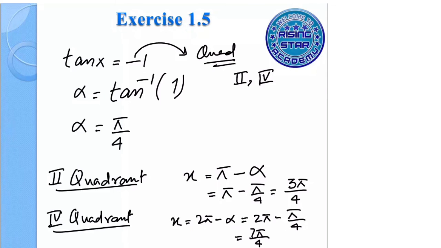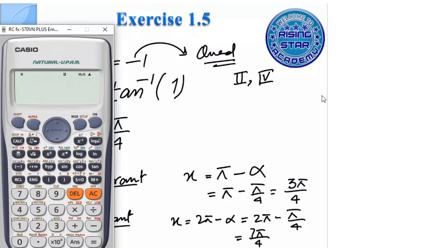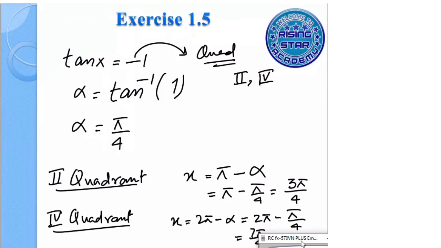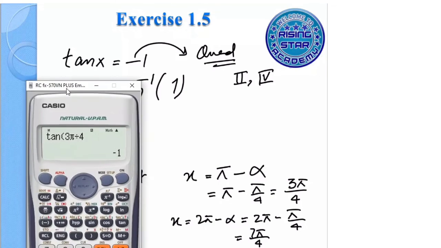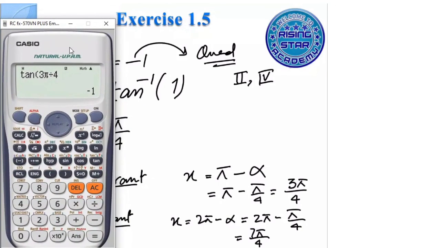So now we will check the answers by calculator. So here we have tan of 3 shift with pi divided by 4, that is negative 1. So our answer is correct. We have negative 1 over here. So you can see now the next we will take the tan for 7 shift with pi divided by 4. So answer again is negative 1. It means our answers are correct. Move to the next part.